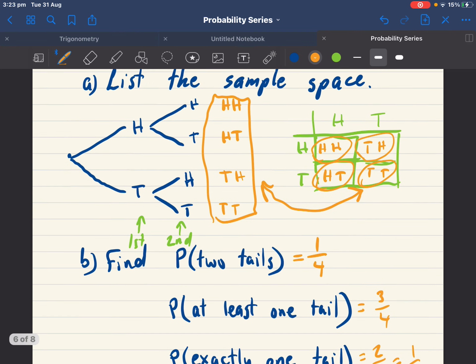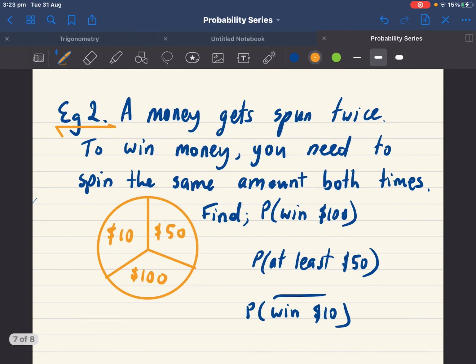So we actually have 2 options here, the sample space table or the tree diagram. You're going to need to know how to use both. You'll obviously have your preference, the one you prefer to use, but get good at both. And let's look at the second of our 3 examples.